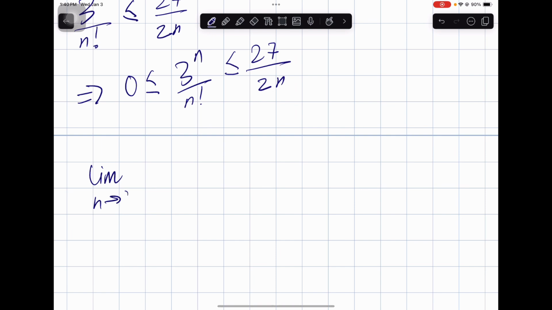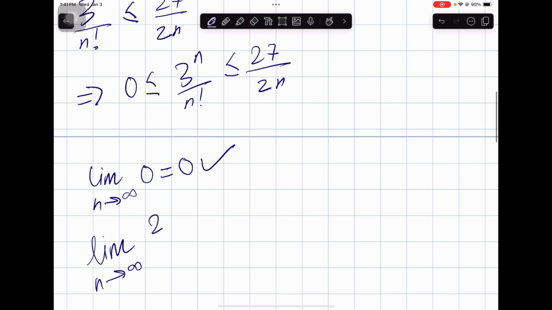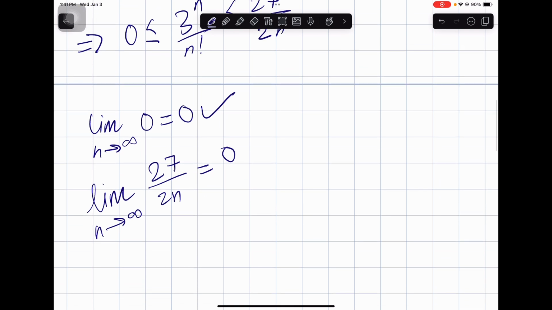Limit n tends to infinity is 0. Okay. Limit n tends to infinity of 27 by 2n is also equal to 0, because whenever you have the denominator as infinity and a finite number in your numerator, the output is always going to be 0.